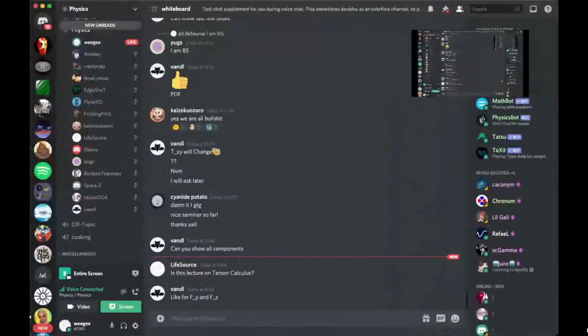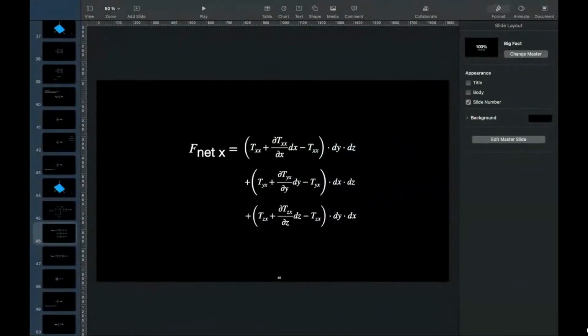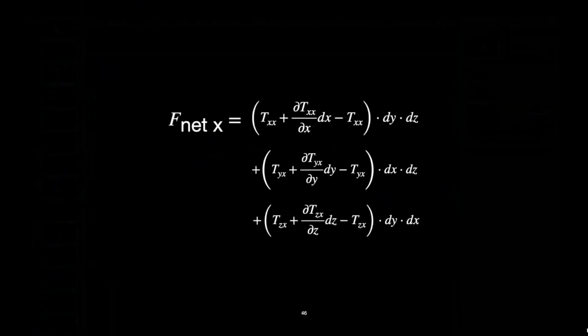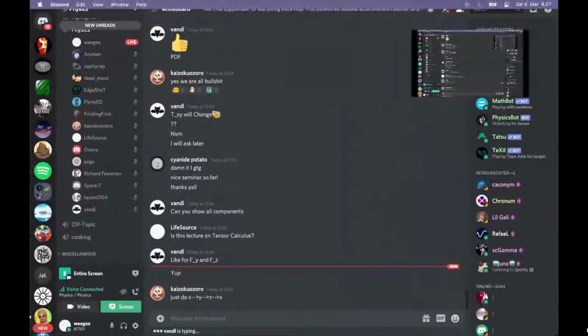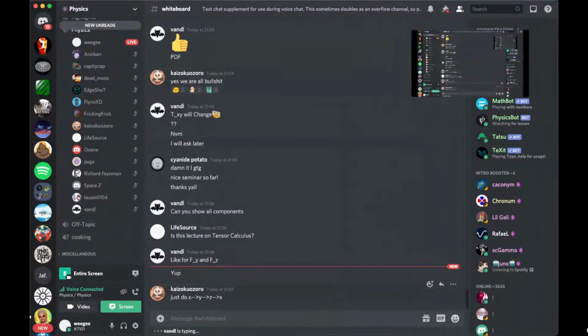For net force in z and net force in y, that's going to be Txy plus the partial of Txy with respect to x times dx, minus Txy, times dy dz, and so on for the second term, so on for the third term. Yep, this is it.